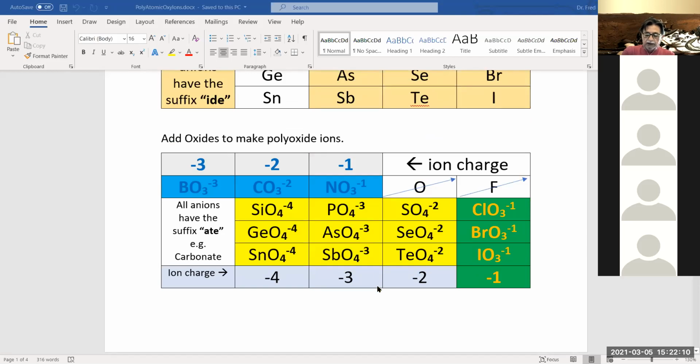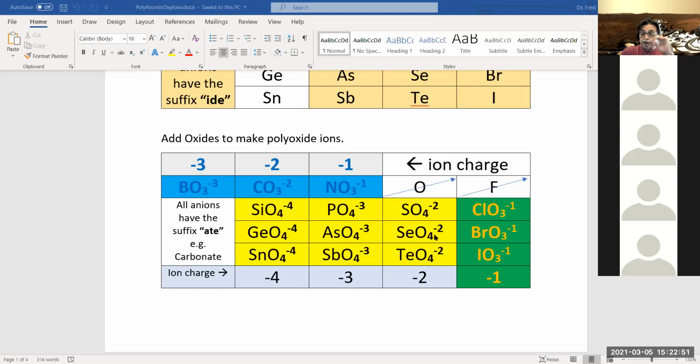And so the bottom line is this: the ones in blue only have 3 oxygens. Okay. When we talk about the base name, the base oxides. So the boron, its base one is 3 oxygens, carbon 3 oxygens, and nitrogen 3 oxygens. The ones in yellow, everybody in yellow, their base starts off with 4 oxygens. And the halogens, fluorine, bromine, and iodine, their base starts with 3 oxygens.